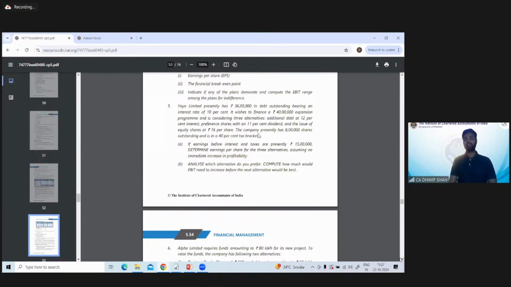increase in profitability. So question number 5, part A is asking us to calculate earnings per share for 3 different alternatives. And they have also mentioned that with this expansion program, there would not be any increase in EBIT. Means the EBIT of 15 lakh would remain same.